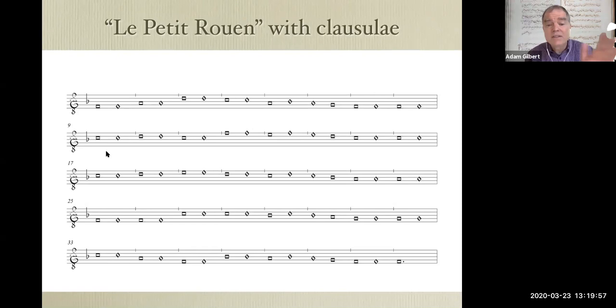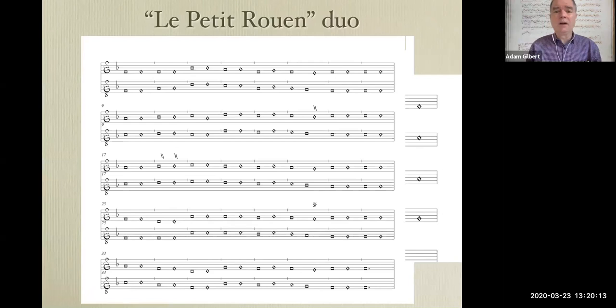You can just visualize a second melody. So this melody is called the tenor. The second melody would be called the discantus or the cantus. And I'm going to show you that this next version of it will have a click track. This is what a really basic schema for a duo would sound like.